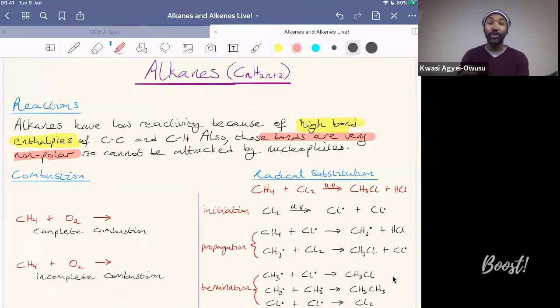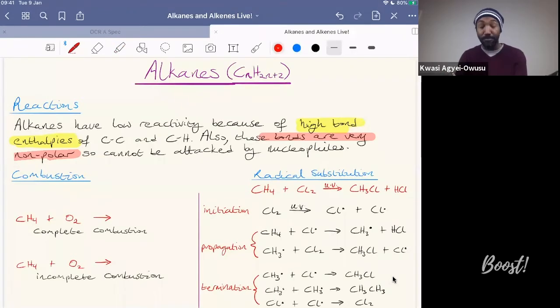But let's write two quick balanced equations for your complete and incomplete combustion, something you've been doing since GCSE, so you should be able to whiz through this without really thinking, and we'll look at the more challenging radical substitution reactions of the alkane. So let's complete our set of notes here.